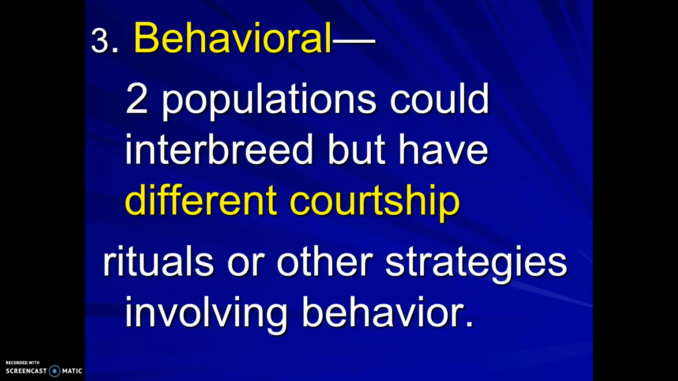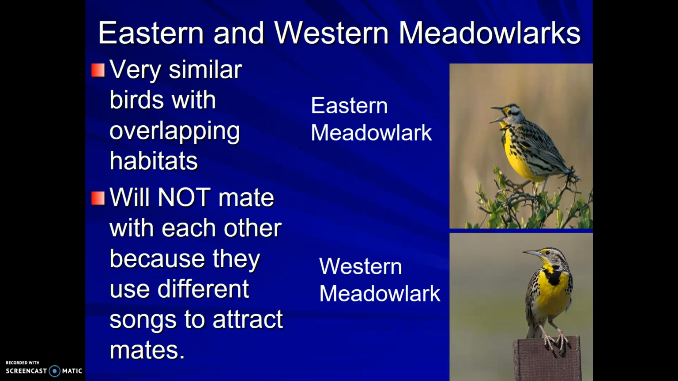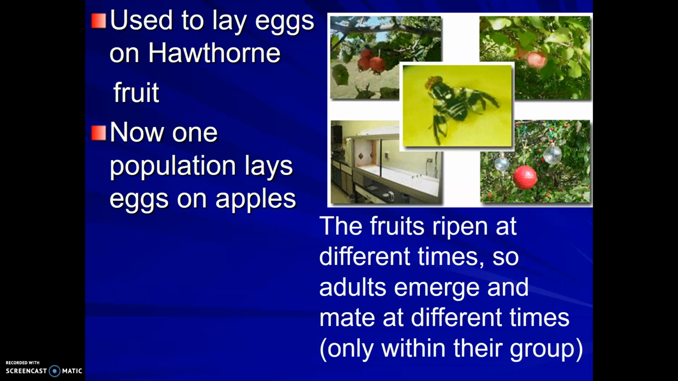This is where two populations actually can interbreed, but they have different courtships. So they have different rituals or other strategies involving behavior. So this one is really interesting. It's the eastern and western meadowlark. So they technically could interbreed. They're very similar with overlapping habitats, but they will not mate with each other because they have different songs to attract their mates, which I thought was very interesting.